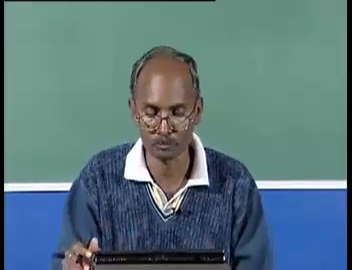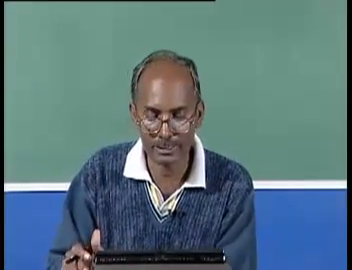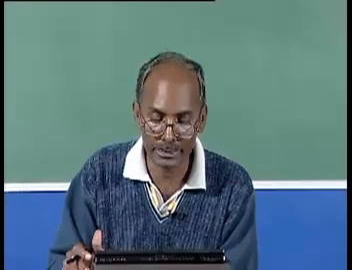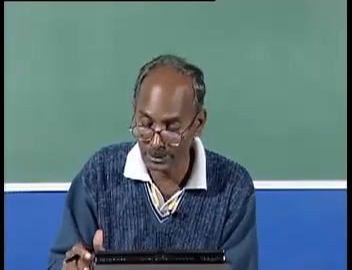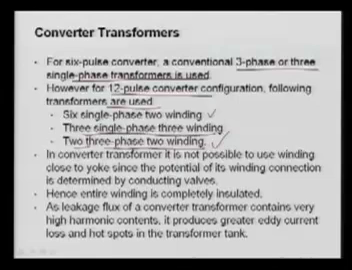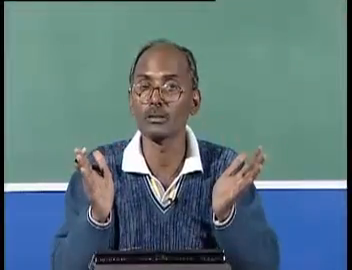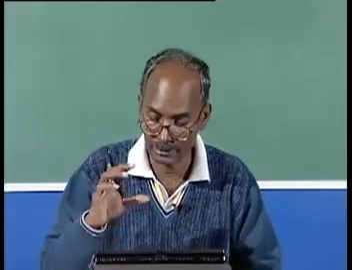Normally this is used. In a converter transformer, it is not possible to use winding close to the yoke, since the potential of its winding connection is determined by the conducting valve. If you are using it close to the yoke, what will happen? The voltage difference is sometimes very high, and there is some insulation failure. So in the converter transformer it is not possible to use the winding close to the yoke due to the potential problem. Hence, the entire winding is completely insulated, because of the huge potential difference.